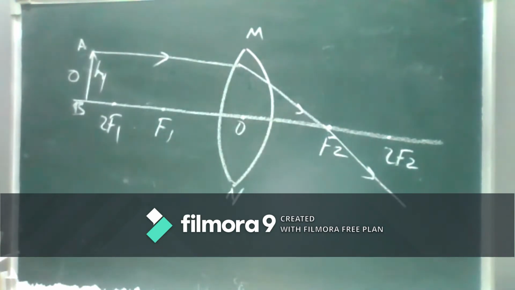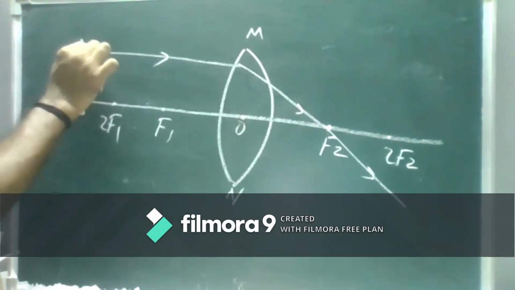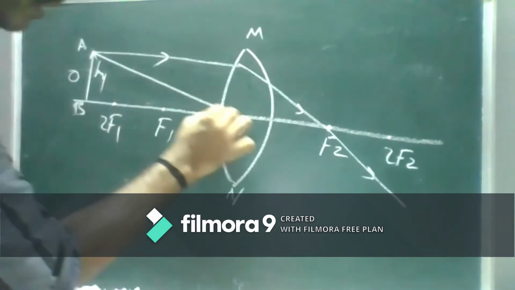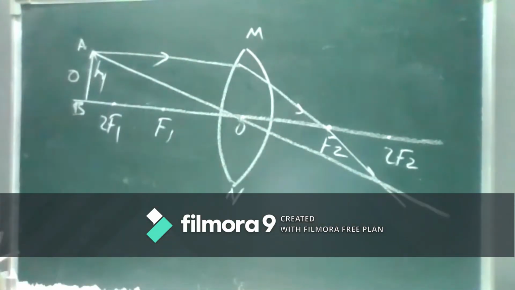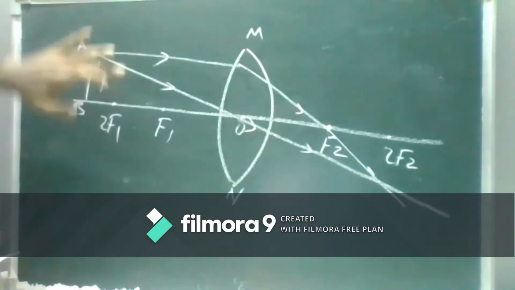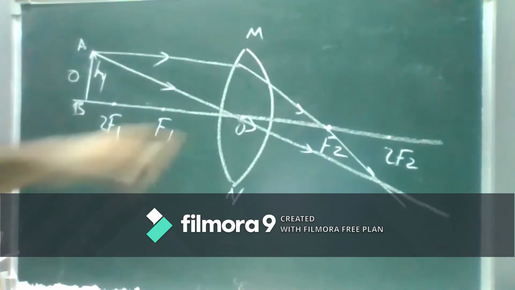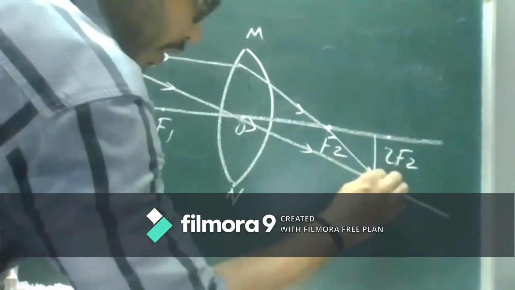Now another ray passes. This other ray passes through the center. So a cross line, you can consider this as a reference line, meeting at a point. So I pass two lines, one parallel line and one towards the center. Where these two lines meet is your image position.